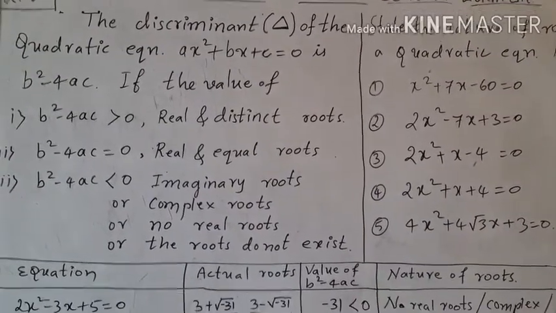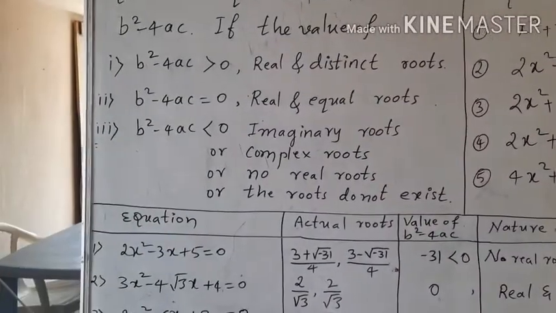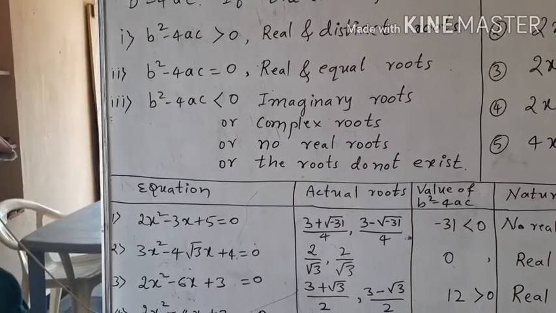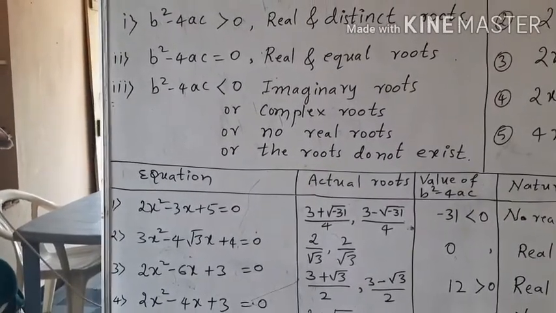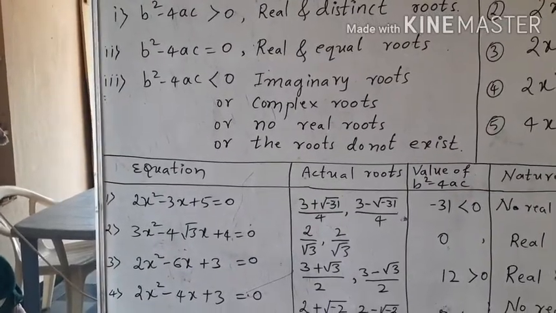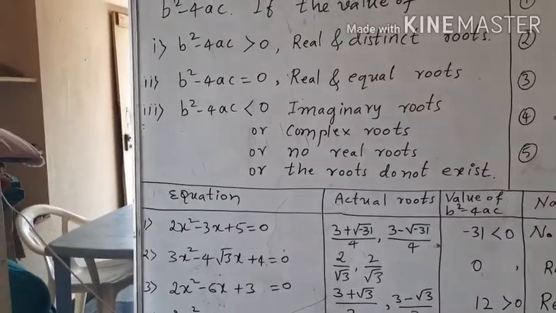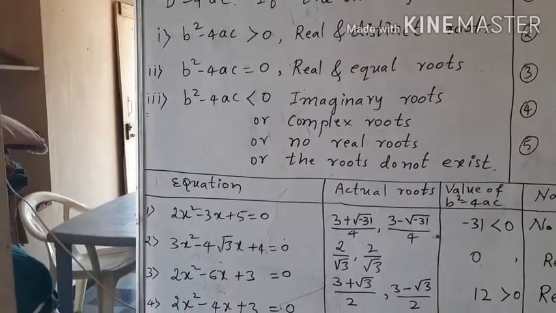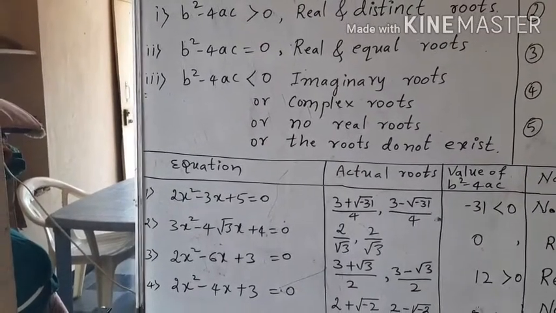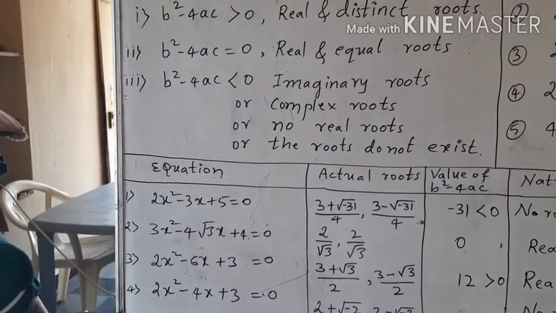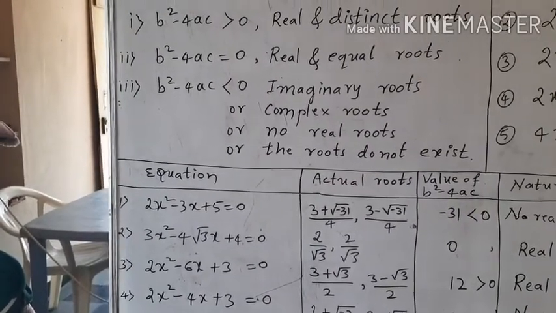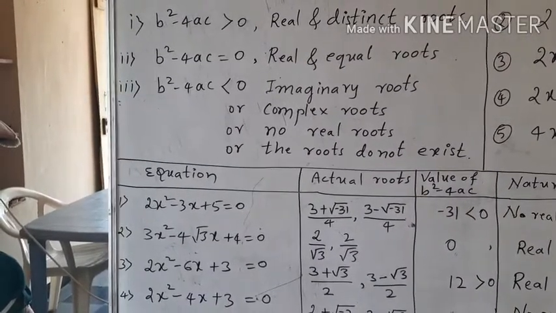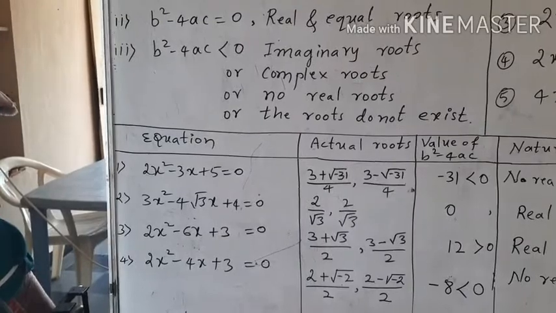But whenever a quadratic equation like 2x square minus 3x plus 5, or 3x square minus 4 root 3x plus 4 equal to 0, or 2x square minus 6x plus 3 equal to 0 is given, and we are asked to tell the nature of the roots, what will we do? We will first find their roots by any one of the methods, look at the values of the roots, and then decide whether they are real and equal, real and distinct, or imaginary roots.